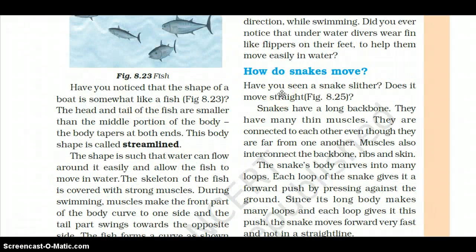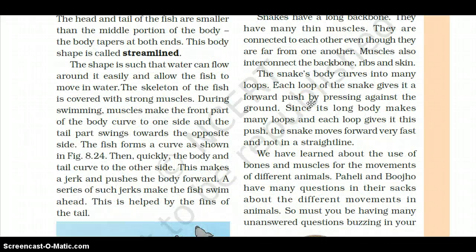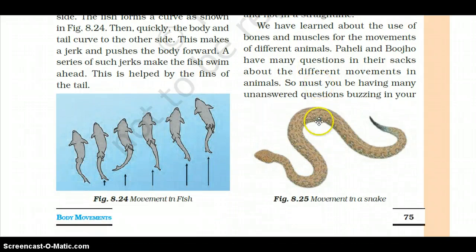Now let us see how a snake moves. A snake has a very long backbone. They have thin muscles which are connected to each other. Even the vertebrae or the backbone are far from one another. Now they have muscles also which interconnect the backbone, the ribs and the skin. Now a snake moves in a wave-like manner, as you can see, by crawling on its belly, and this is called slithering. So a snake slithers.